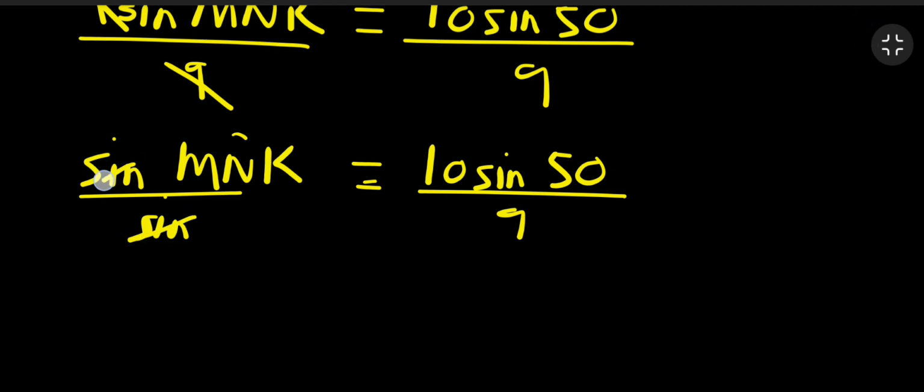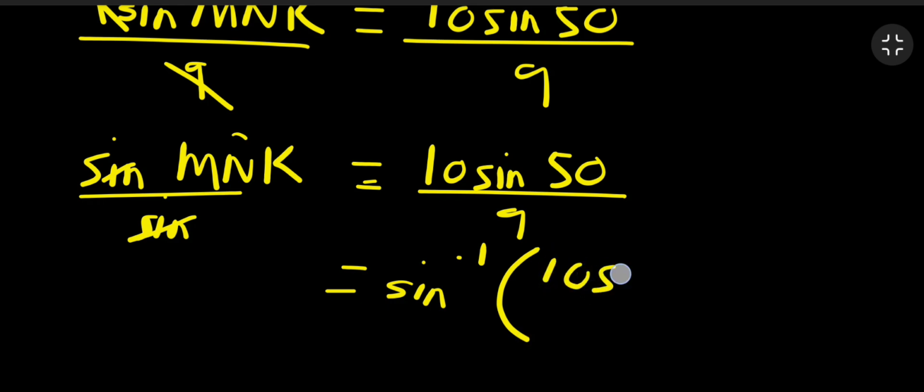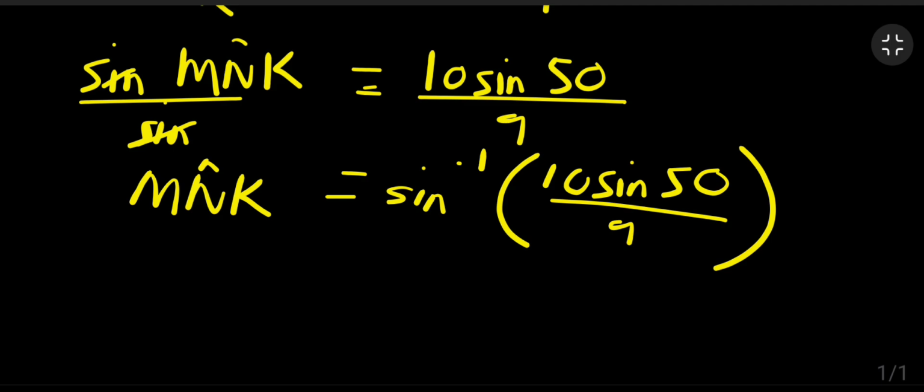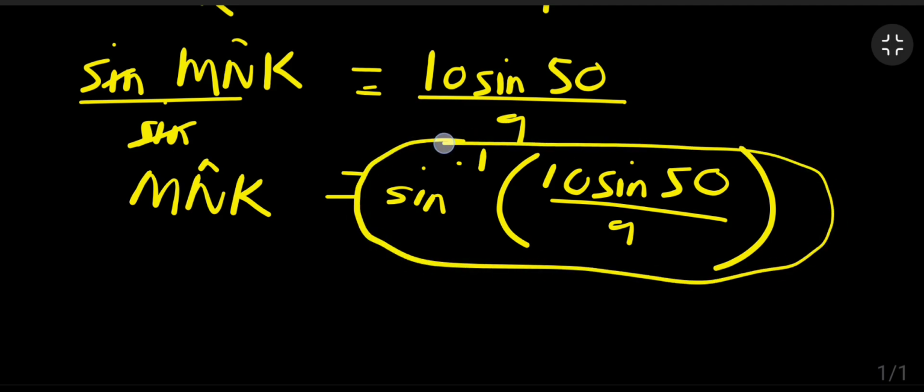So to the right, it's going to be what? Arc sine, which will be written in this form: sine index minus 1, that's arc sine, 10 sine 50 over 9, which is equal to what? To angle M and K. And we're just going to go on the calculator and punch this whole expression on the WriteView calculator. So here's how we do it.